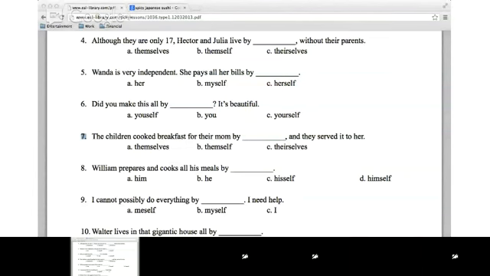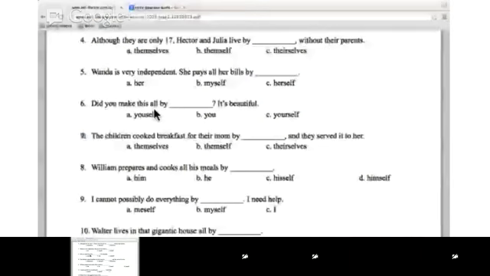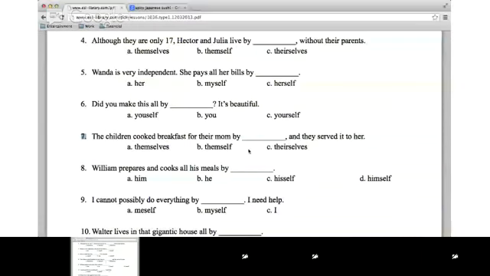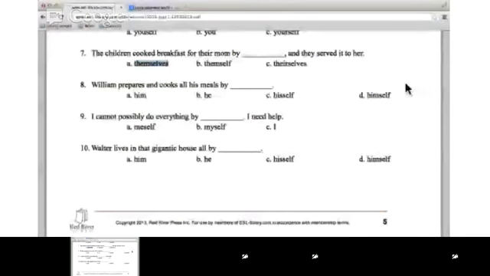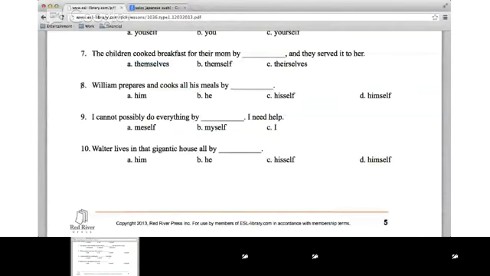Okay, number 7 is for Elizabeth. The children cook breakfast for their mom by themselves and they serve it to her. Good. Yes, so by themselves. Okay, excellent. How about number 8? And this is for Amparo. William prepares and cooks all his meals by himself. Okay, by himself.